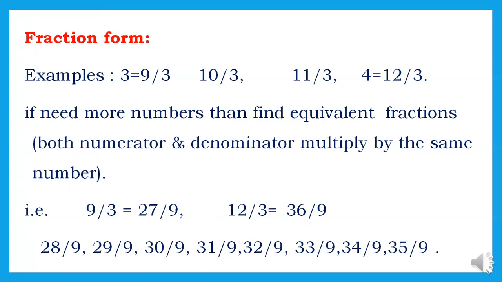Okay, students, how do you find the equivalent fractions? That is very simple and very easy. Don't worry, students. Let us observe here. 9 by 3 and 12 by 3, its equivalent fractions, we are going to get like this. 9 by 3 is multiplied and divided by 3 to get its equivalent fraction, 27 by 9. And here also 12 by 3 you can multiply and divide by 3, so you can get 36 by 9, which is the equivalent fraction for 12 by 3.